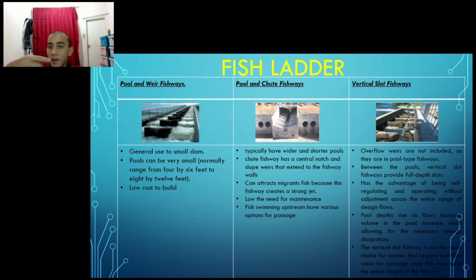Okay, about the vertical slot fishway. Between the pools, the vertical slot fishway provides a full drop. It has the advantage of being self-regulating and operating without adjustment across the entire range of design flow. As the pool drop rises and flow increases, the volume in the pool increases, which allows for the necessary energy dissipation. Okay, that's all for me. Thank you.